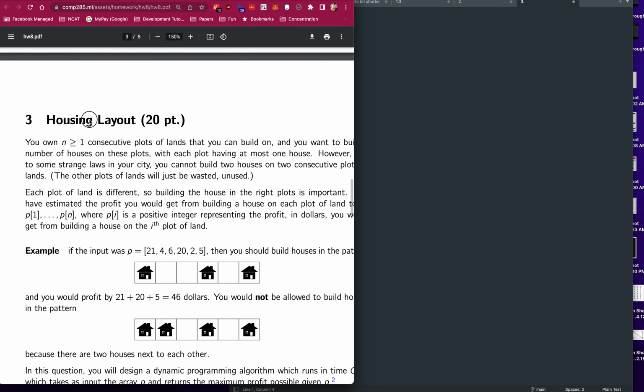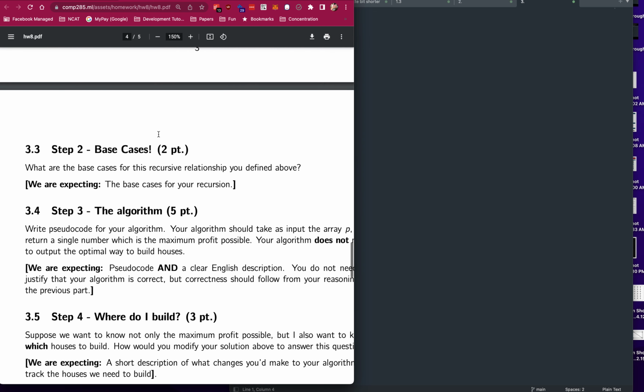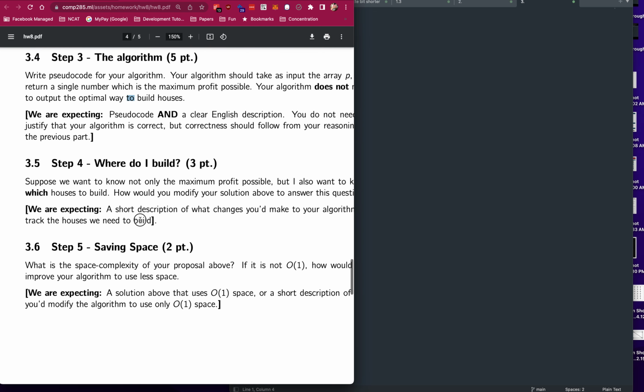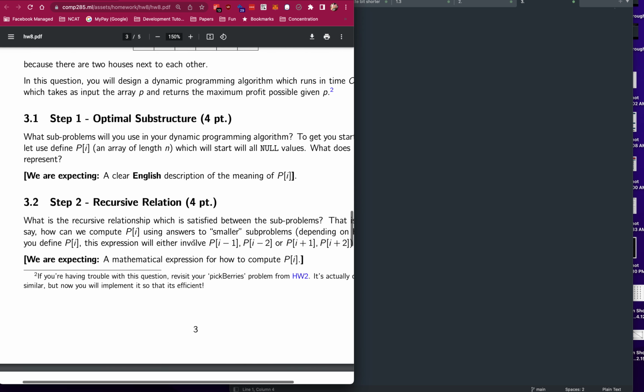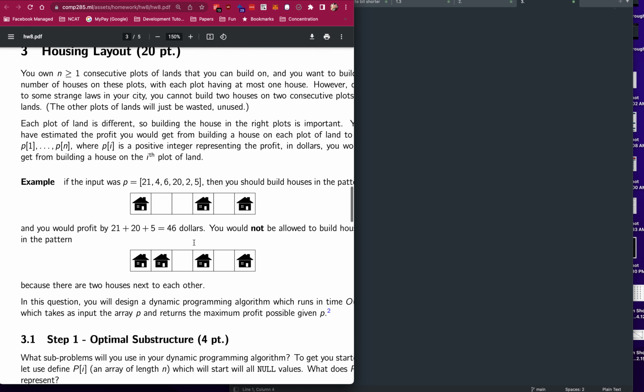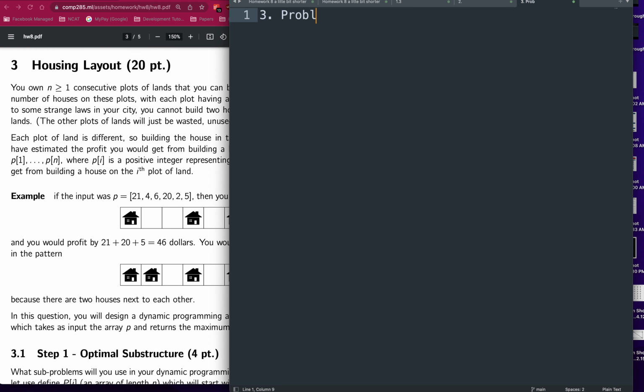We're on question 3. So this is a housing layout. This is a dynamic programming problem, okay? We're gonna walk again through all the different steps, okay? So this is the recipe for dynamic programming. We're gonna walk through each of them. Yeah, so the way the problem works, and to be honest with you, the problem should remind you a lot of pick berries. So go look at that solution, go think about that problem. This is from homework 2. There we just used recursion. We did not use dynamic programming. So that solution is actually really, really slow. Here we're going to use dynamic programming.